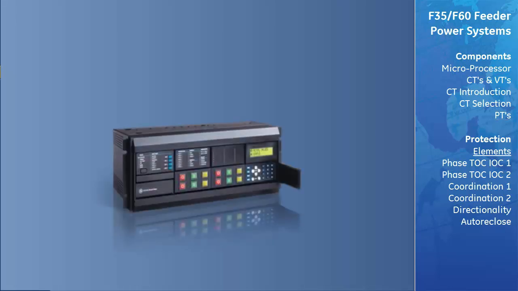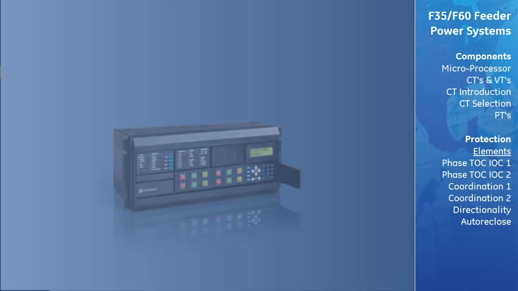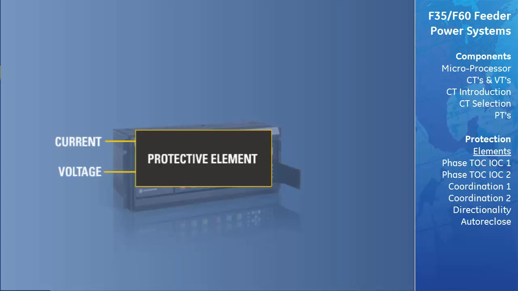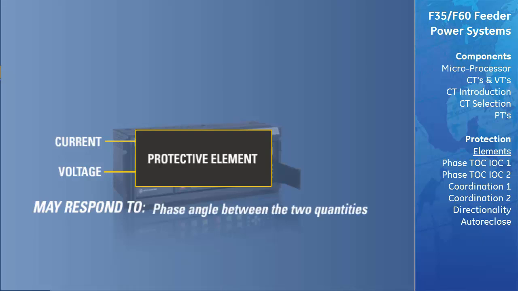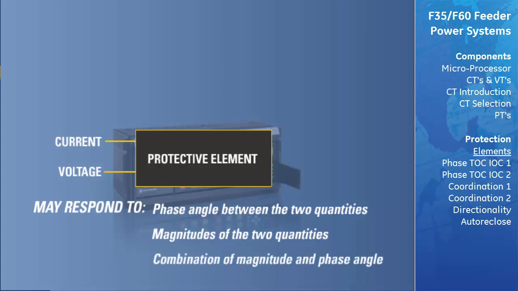Modern microprocessor-based protective relays support many different protective elements. These elements may require one or two power system quantities, such as current or voltage. If only one measured quantity is used, the protective element will respond to the measured quantity over time. If the protective element uses two quantities, such as both current and voltage, the element may respond to the phase angle between the two quantities, the magnitudes of the two quantities, or to a combination of magnitude and phase angle.